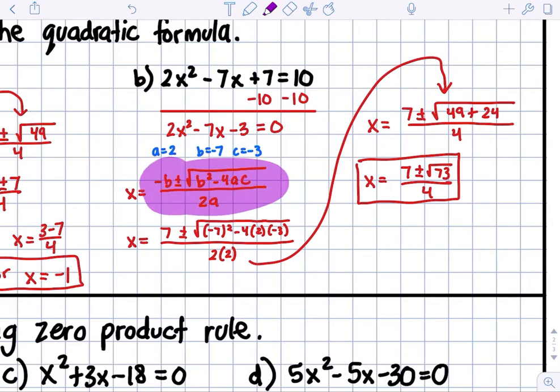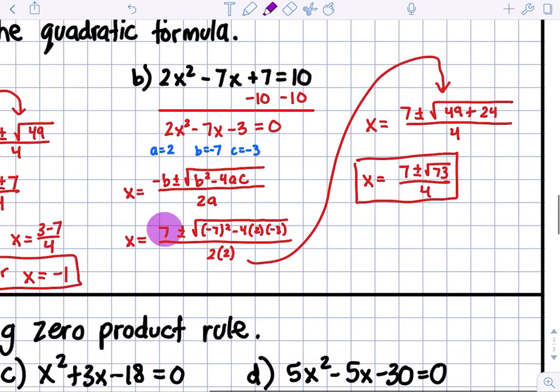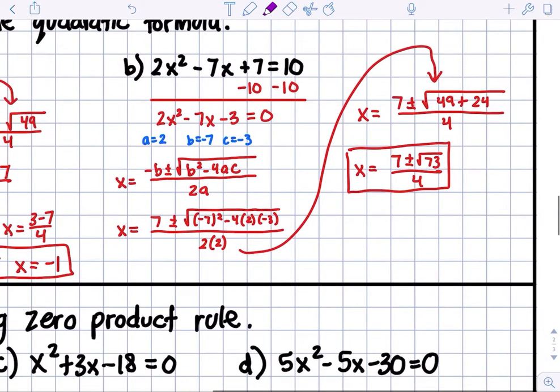Here's the quadratic formula, and plug it in. So we're going to get 7 plus or minus the square root of (-7) squared minus 4 times 2 times -3, all over 2 times 2. So inside of the square root, you're going to get 49 plus 24, and that simplifies to square root of 73. Now, you cannot simplify the square root of 73, which means you just keep that, and that's going to be your answer: 7 plus or minus square root of 73 all over 4.